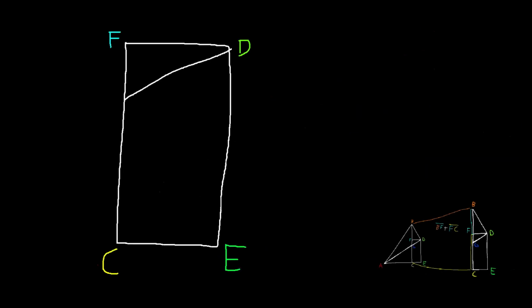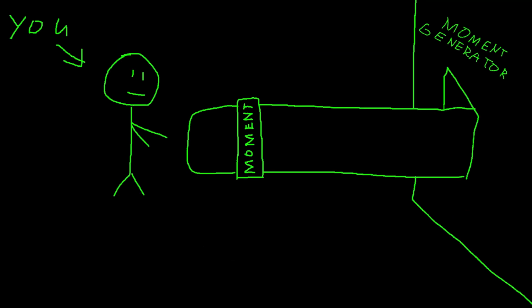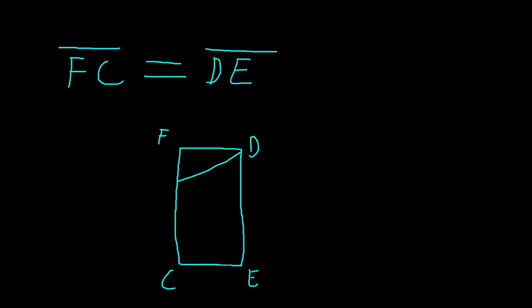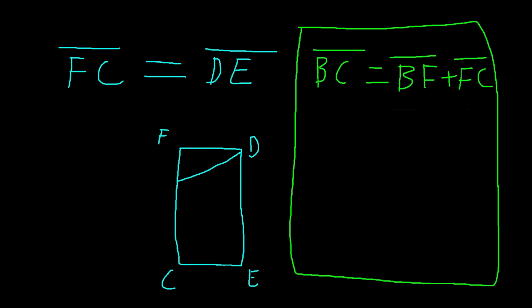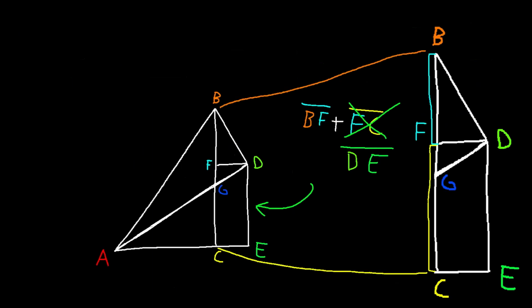In rectangle CEDF, we can see that FC and DE are the same because of the properties of a rectangle. Take a moment to verify if this makes sense. Since FC and DE are the same, we can also say that BC equals BF plus DE. DE happens to be the opposite side of angle alpha.